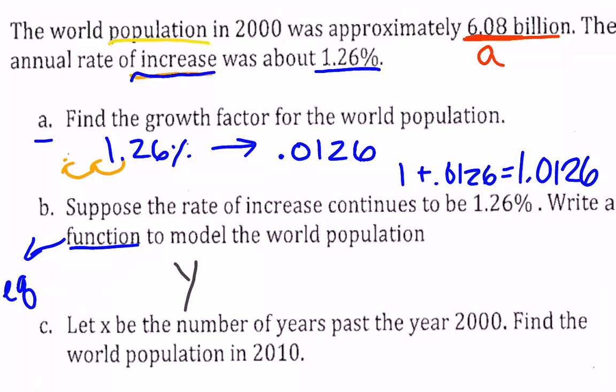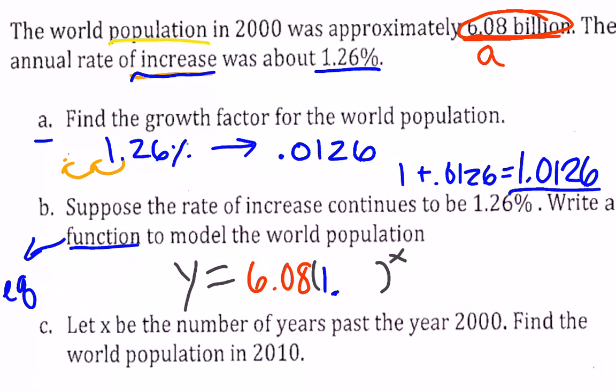So my equation is going to be y equals something times something to the x, and I just have to fill it in. Look at where we started. My initial value is 6.08. Then I found my base in part A, which is 1.0126, and I'm raising that to the x.